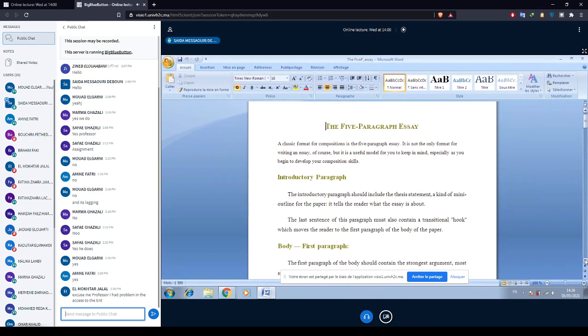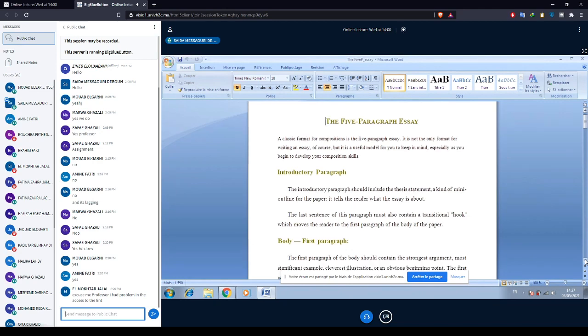And then the last sentence of this paragraph must also contain a transitional hook. So this transitional hook is very important for good writing, for great writing, which moves the reader very smoothly from the introduction to the first paragraph of the body of the paper. And then the hook is going to be used again from the first paragraph to the second paragraph as well. So we have to move very smoothly from one paragraph to another, right? So this is clear. We have talked about this. This is just a repetition.